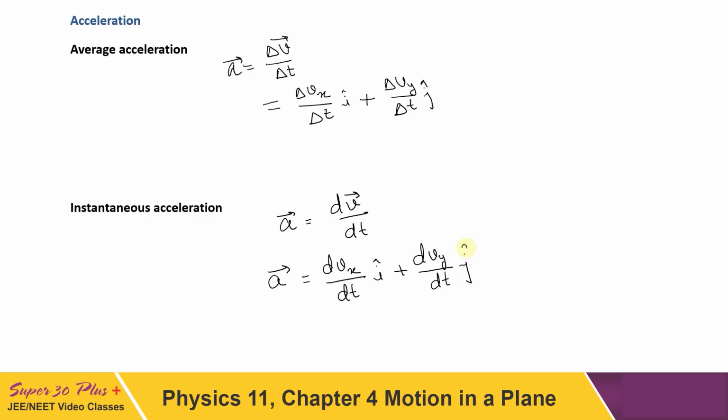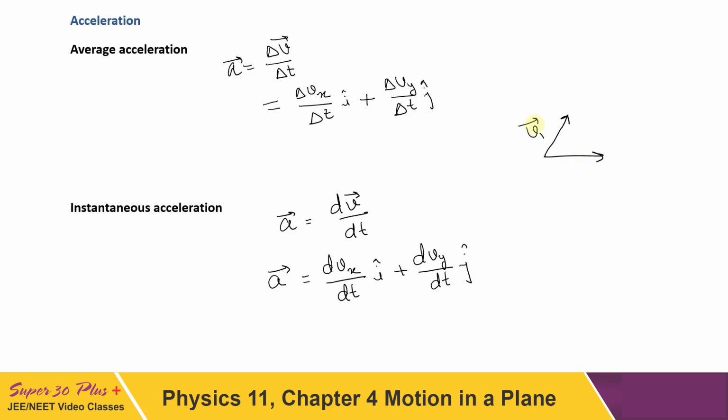Again, do remember that the direction of acceleration has to be along the change in velocity, not along the velocity. So this must be clearly understood, because generally students make mistakes here while writing the direction of acceleration. Here it won't be along velocity or opposite to it. That is in the case of one-dimensional motion. But here you have to write the direction as well.